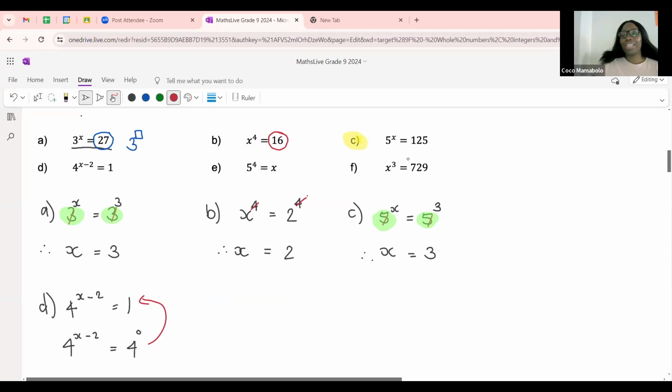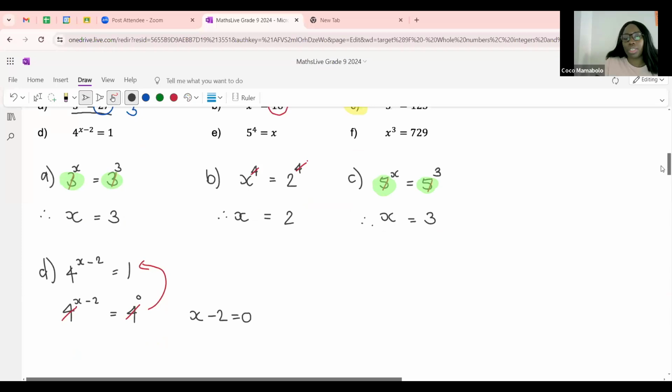Okay, good. All right, and Seth, absolutely, we're going to simplify. Now that I have the same base, 4 and 4, I can drop my bases and just make my exponents equal to each other. So I'm going to say x minus 2 is equal to 0. And now how do I solve for x?